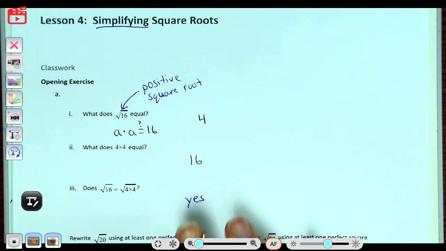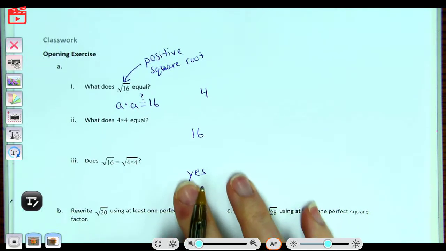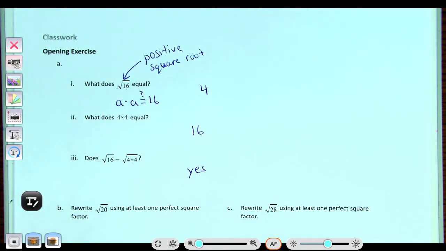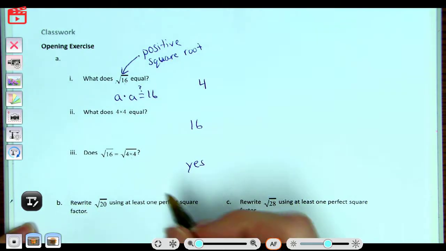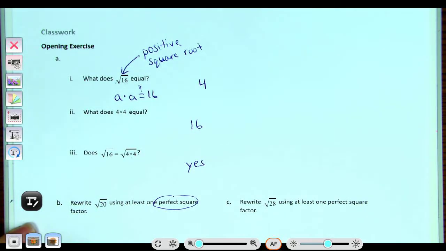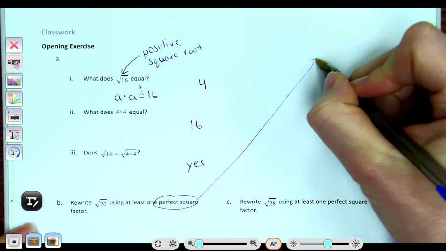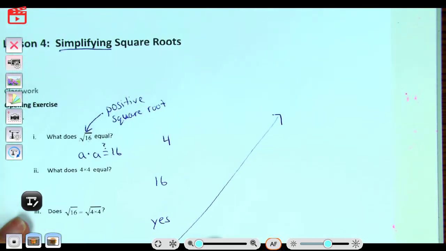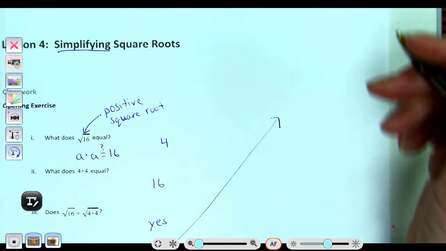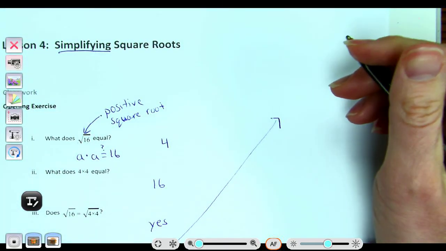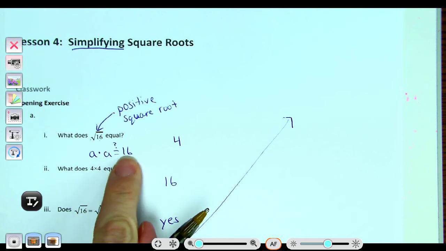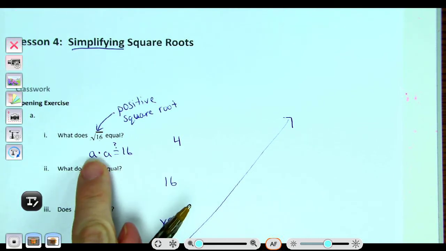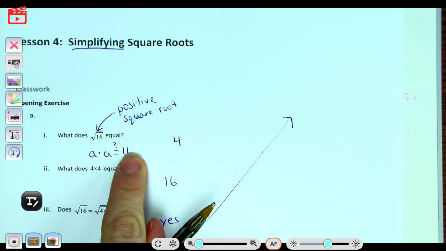Now, the next part gets into why perfect squares are important. It says rewrite the square root of 20 using at least one perfect square. So let's talk about what our perfect squares are. Perfect squares are numbers like 16, because if we take the square root of 16, we get 4. Or we can think of it as 4 times 4 equals 16. So I'm going to look at it from that end.